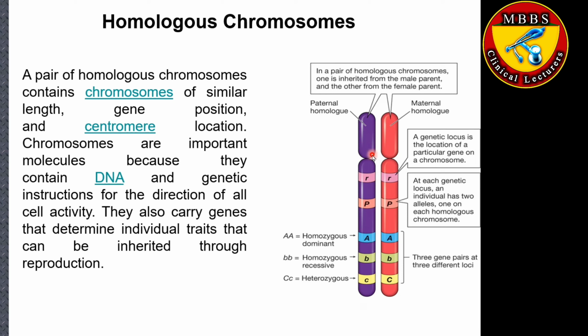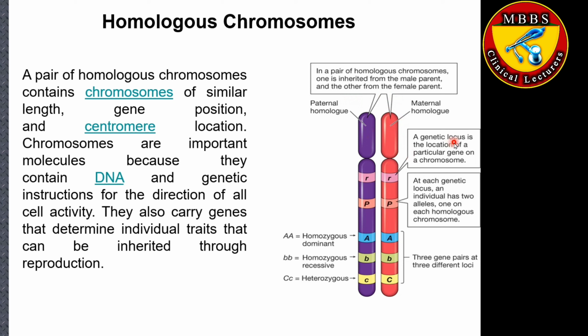So homologous chromosomes are the same in length. The centromeres are at the same position and the gene positions are also the same. So we call them homologous chromosomes. In a pair of homologous chromosomes, one is inherited from the male parent and the other from the female.